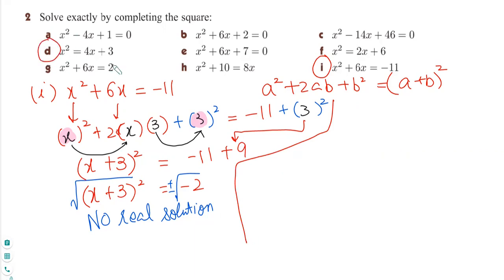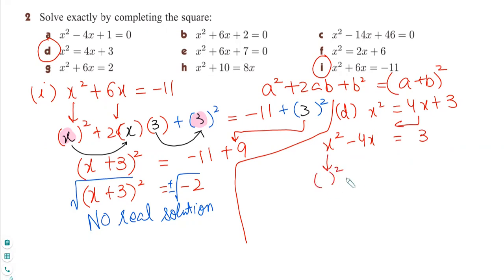This time I'm going to solve D part. So in D part, I have x square is equal to 4x plus 3. Shifting only the term that has x to the left-hand side, it will be x square minus 4x is equal to 3, right? Okay, now next step is to complete the square. So this term should be written as a square. This term should be written as 2ab. B square is not present, so I'm adding that b square on the left-hand side, similarly on the right-hand side, right?